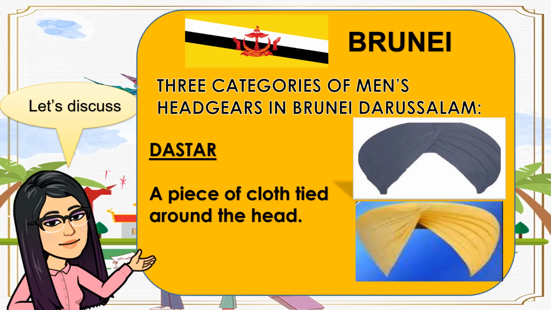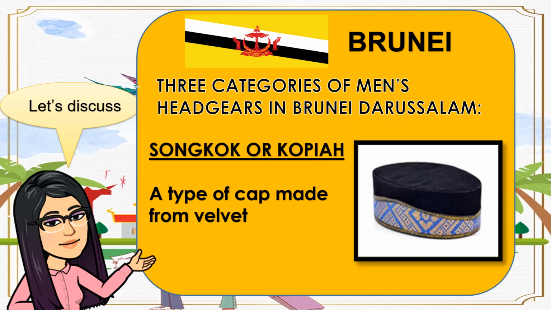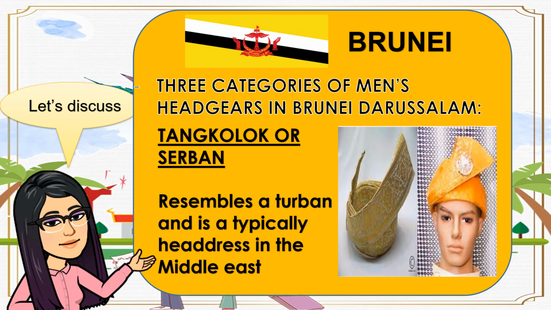So there are three categories of men's headgear in Brunei Darussalam. The first one is the dastar. The dastar is a piece of cloth tied around the head. The second one is the songkok or kopiah, which is a type of cap made from velvet. And the third one is the tengkolok or serban, which resembles a turban and is a typical headdress in the Middle East.